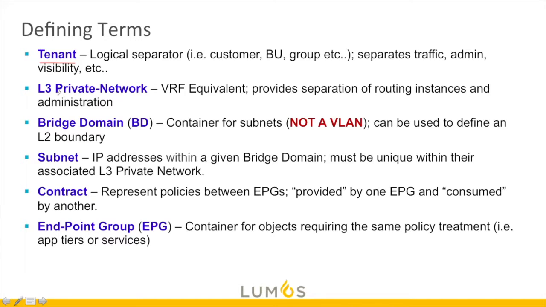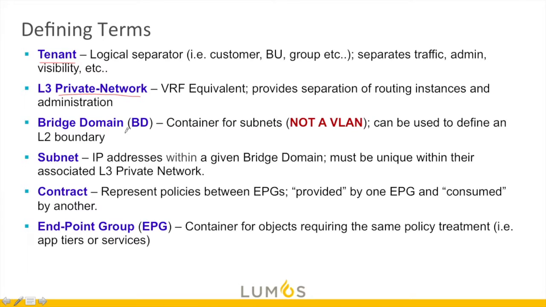Next up, we have our layer 3 private network. Sometimes we'll refer to it as a private network or a VRF. It's a VRF Lite equivalent, provides separation of routing instances and administration. So you can have multiple VRFs in a given tenant. You need at least one in order to be able to pass traffic for a tenant. But you can have multiples. And then multiple tenants or multiple VRFs can have overlapping IP space because these are separate routing tables and routing domains.